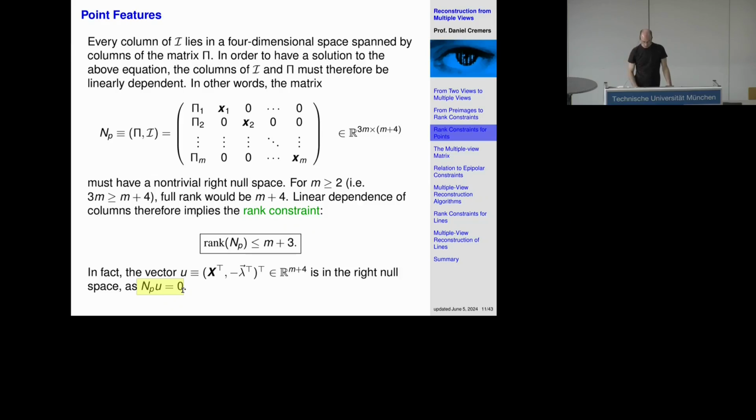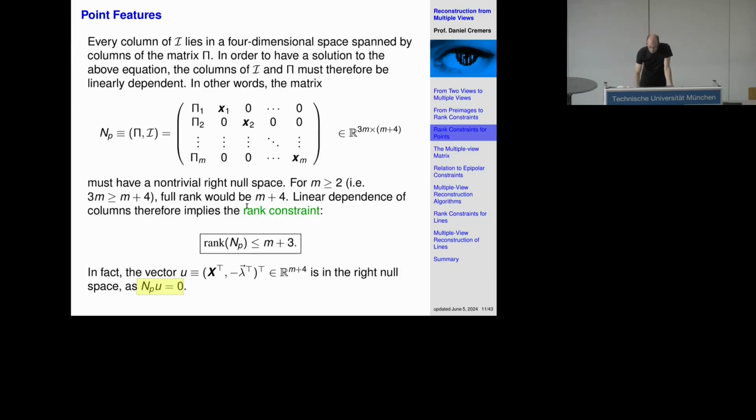Yes, so we wrote it in one equation. Why do we do that? Well, now we can interpret this matrix NP as a matrix that has a vector in the null space. And that is a non-zero vector because it contains the depth values and the 3D coordinates. What's interesting is that in this way we separated the 3D coordinates and the depth values from the camera coordinates. This matrix NP only contains the camera transformations and the 2D coordinates that we know, that are given.